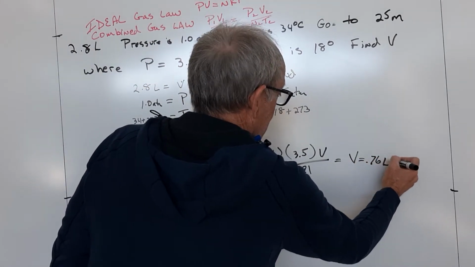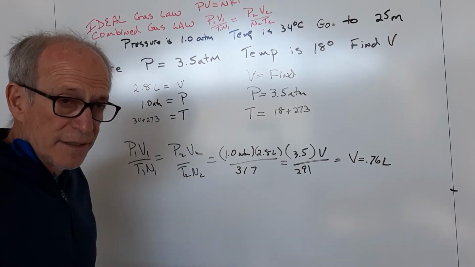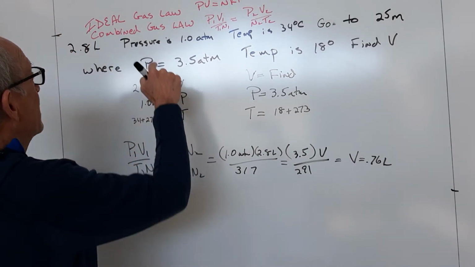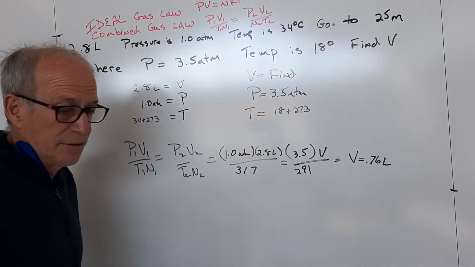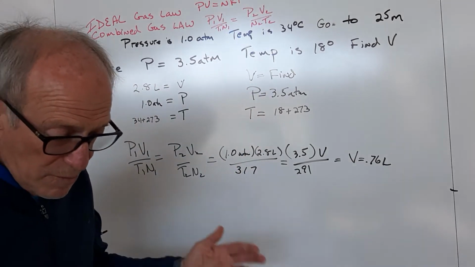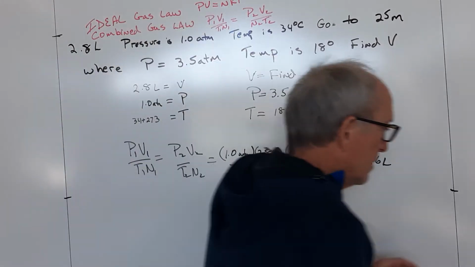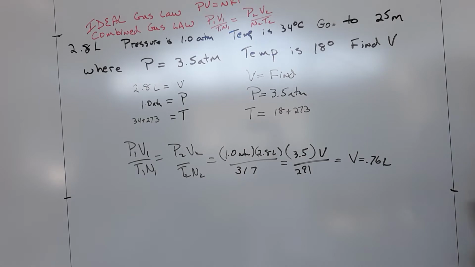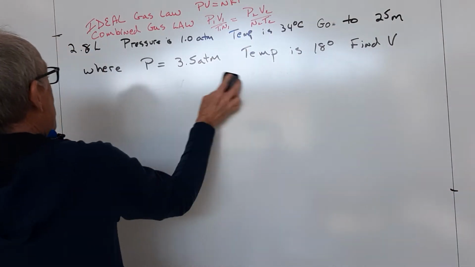Now, remember on this, temperature is always in Kelvin, and if we're using the ideal gas law, then my volume has to be in liters. So that's number 53. Remember, you can stop this anytime you want and take a look at it or play it back. That's what's nice about it. There's the first problem.